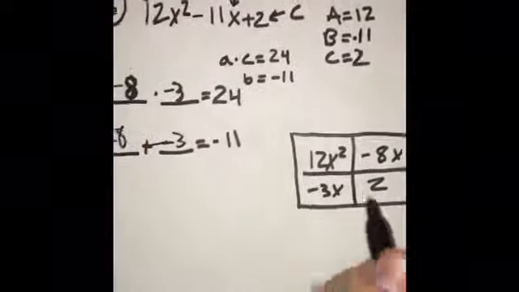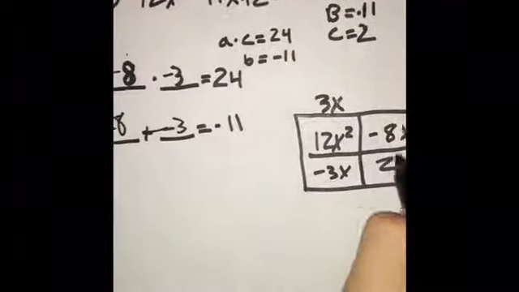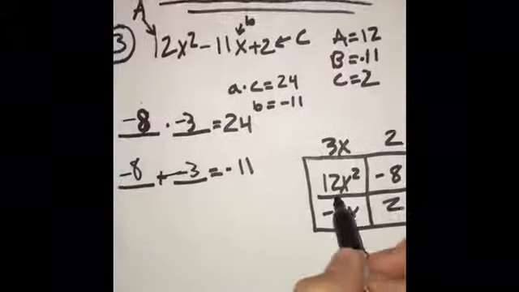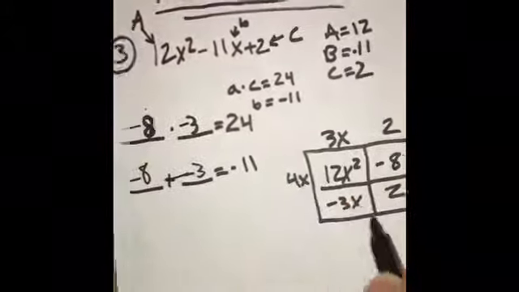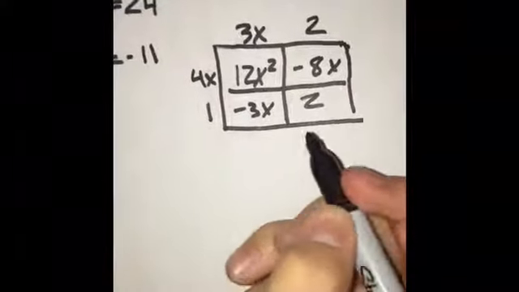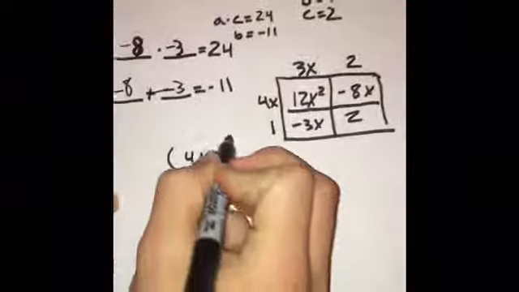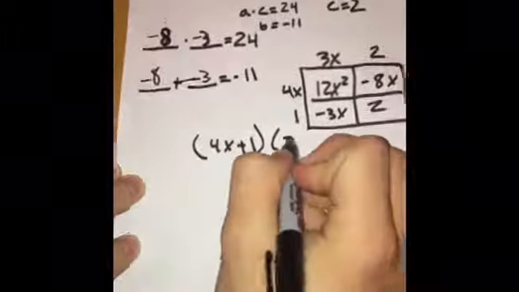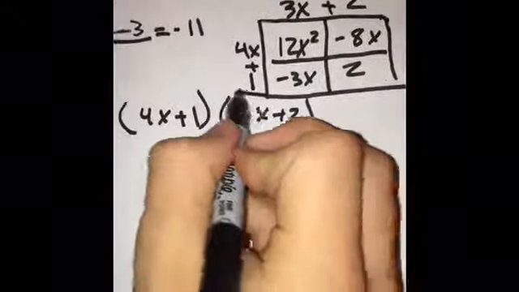You do what they have in common, and this is going to be 3x. This is going to be 2. This is going to be 4x. And this is just going to be 1, since negative 3 and 2 don't have anything in common. So you're going to write it out: 4x plus 1 and 3x plus 2. I'm gonna go right there, and then this is going to be your answer.